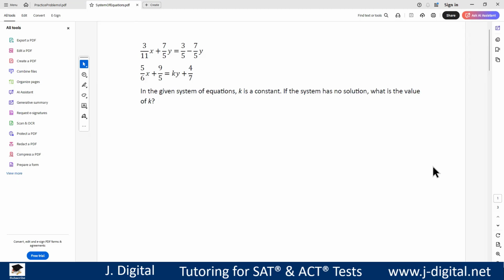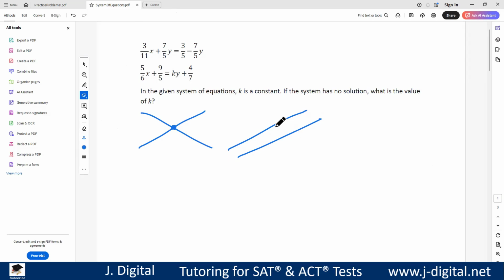We have two lines. We can tell these are two lines because the x's and y's are to the first power. And when we have two lines, we have three possible scenarios. It could be that they have one solution, they meet at one spot, okay? Or they have no solution, where they don't intersect at all, or we have an infinite number of solutions because they're the same line on top of each other.